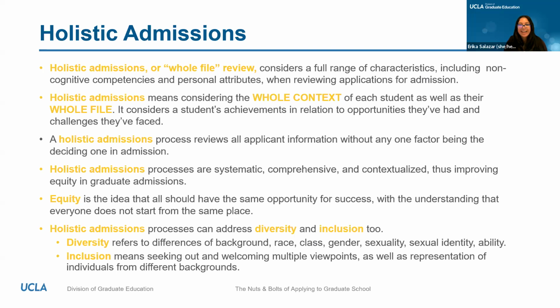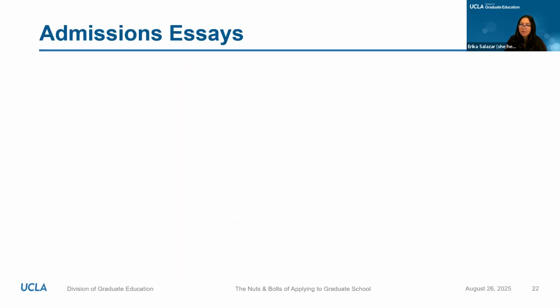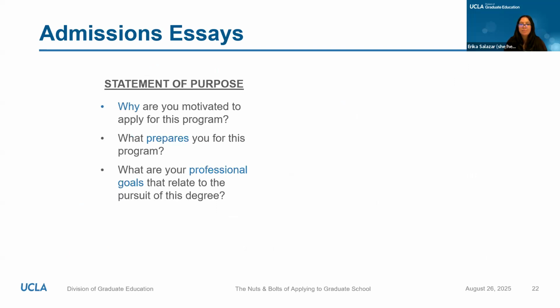Now, the next application requirement for most grad apps is admissions essays. I'd like to start off with the first essay, the Statement of Purpose, and talk a little bit more about what you should be writing in that statement. You want to talk about why you are motivated to apply for that graduate program, what you have done to prepare for it, and what your professional goals are that are related to the pursuit of that degree.